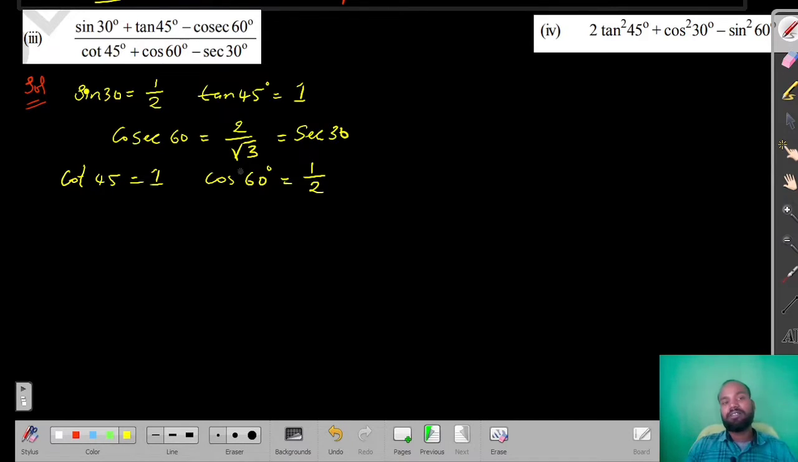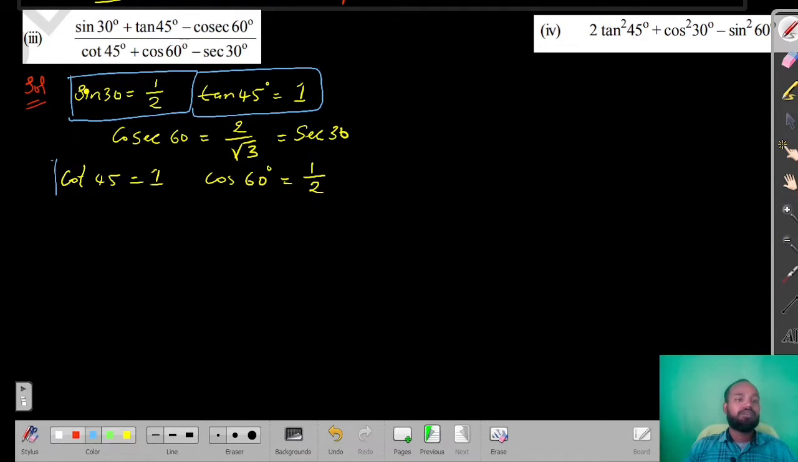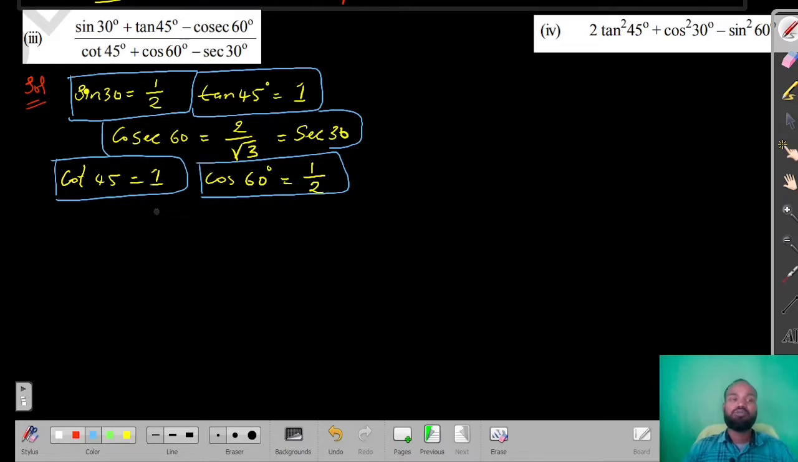Okay, clear. Now just substitute the values, no need to get confused here. If you know the values of trigonometric ratios: sin 30 is 1 by 2, tan 45 is 1, cot 45 is 1, cos 60 is 1 by 2, and sec 30 and cosec 60 both are same, that is 2 by root 3. I am substituting the values.